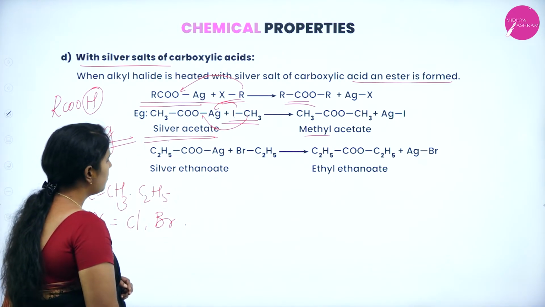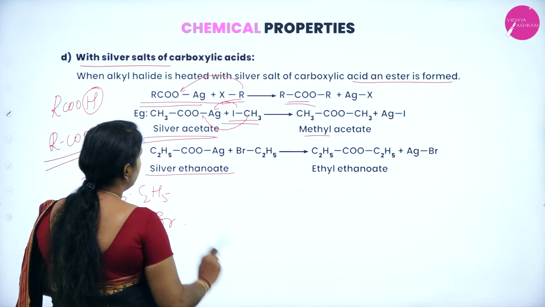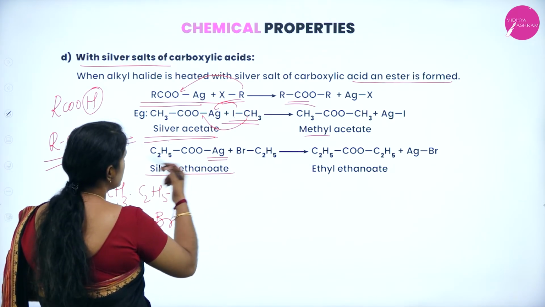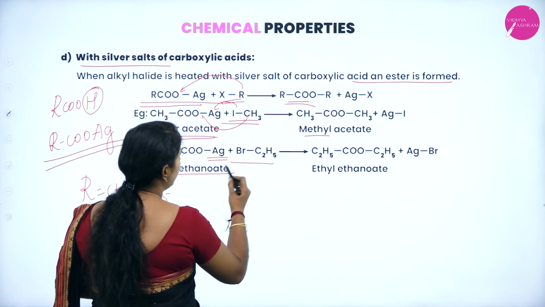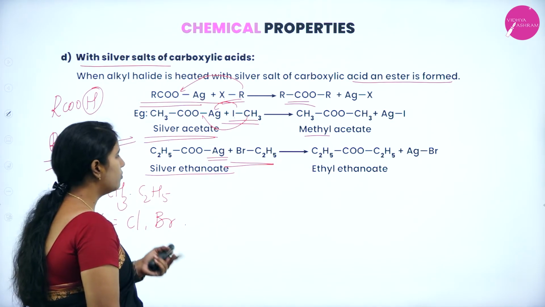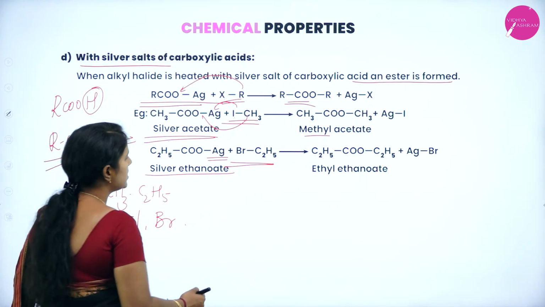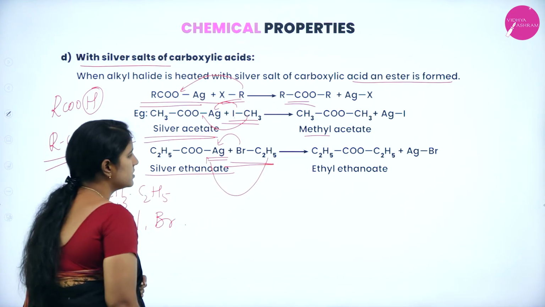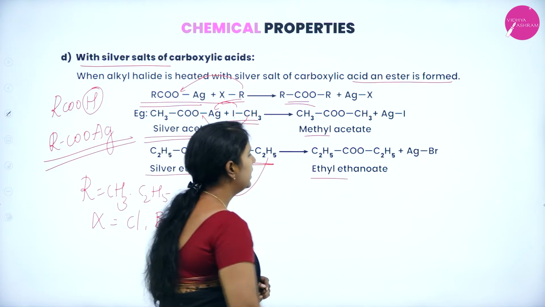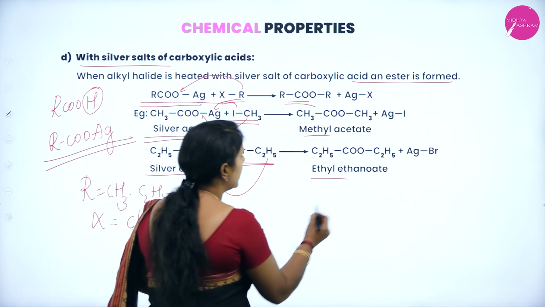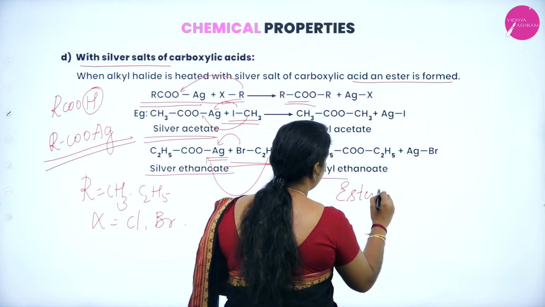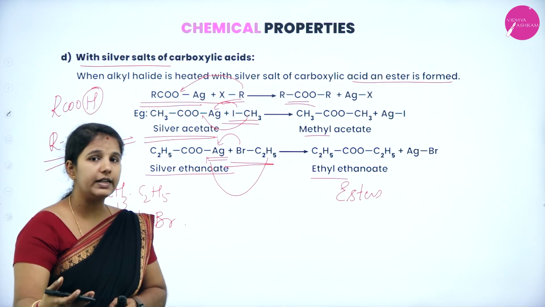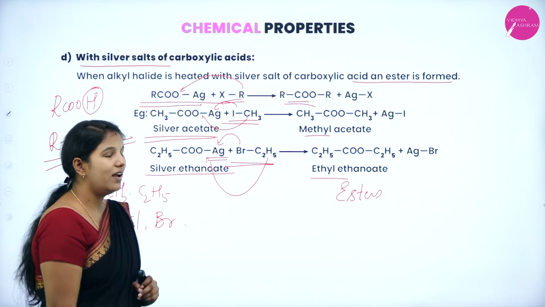We have one more reaction, taking silver ethanoate. Why is it silver ethanoate? We have replaced the H with silver, so it is silver ethanoate, which is treated with ethyl bromide, or bromoethane. What does it form? This Br combines with Ag to form AgBr, and this C2H5 group goes and attacks here to form ethyl ethanoate. All these are what? Esters. This is how, when haloalkanes are treated with silver salts of carboxylic acid, they form esters.